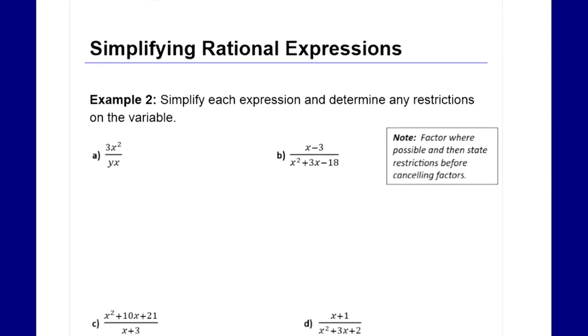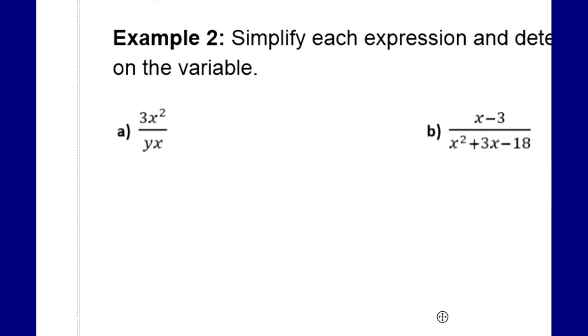So let's go through and simplify. We want to simplify and determine any restrictions on the variable. So if I look at the first one, 3x squared divided by yx. I'm going to state some restrictions. I'm always going to start off with doing it based off of whatever I have. So I have that y can't equal 0 and x can't equal 0. Those two things have to be true. They both can't equal 0, because then the denominator will equal 0.